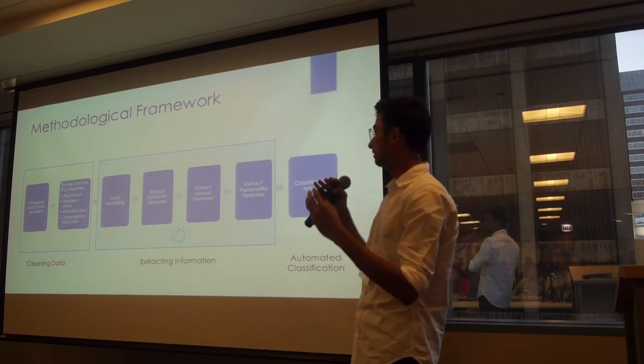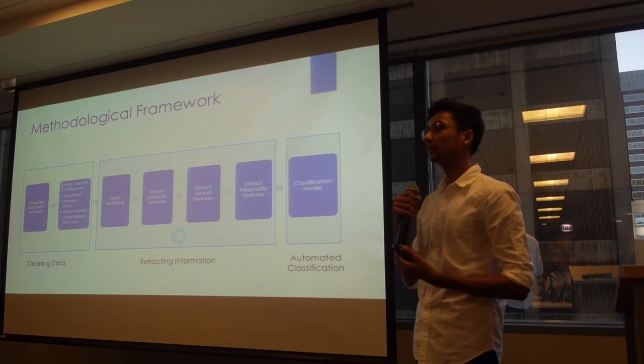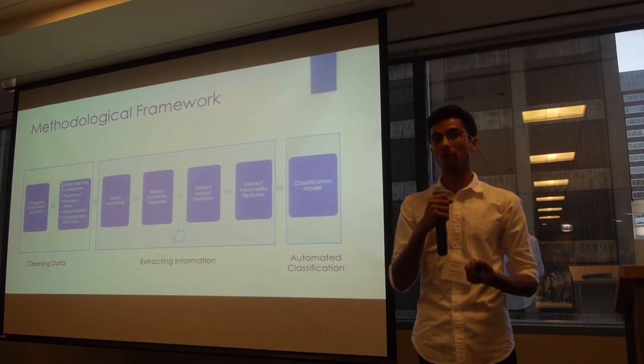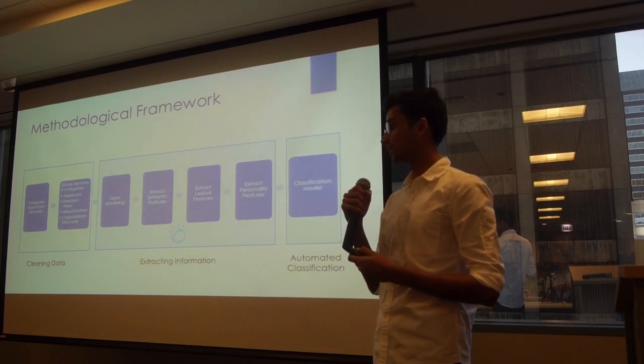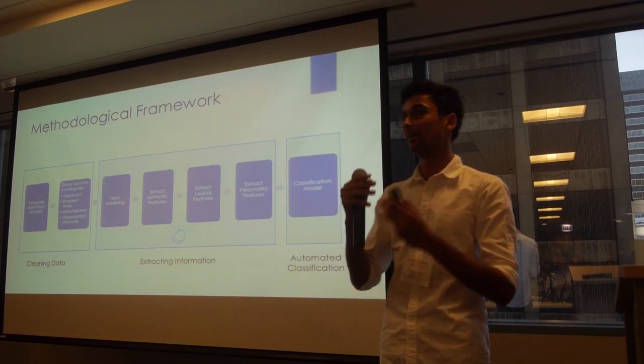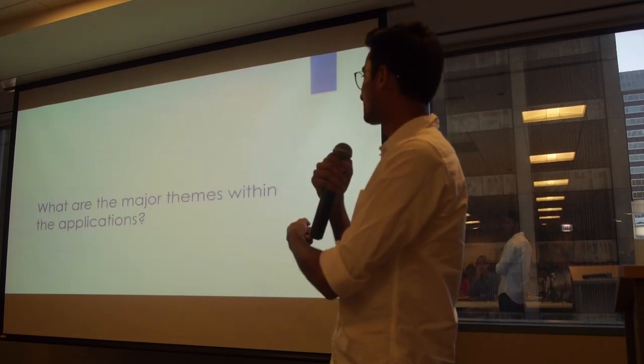Finally, using all these features that we extracted from free text, we built a classification model to predict the probability of an application making it through the process. Once these features were engineered, we studied the distribution across different application stages. And some of the interesting results that we found were these.